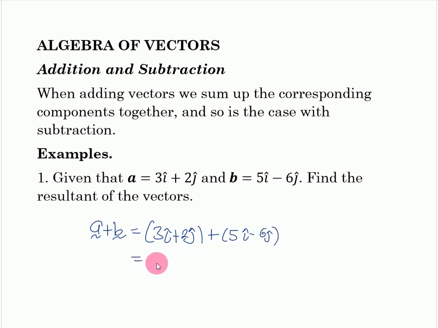And look at the i's. We have 3 for a and 5 for b. Then in the j we have 2 for a, and minus 6 for b. So this is 8i minus 4j. That's what we get when we work this out. This is the resultant vector there.